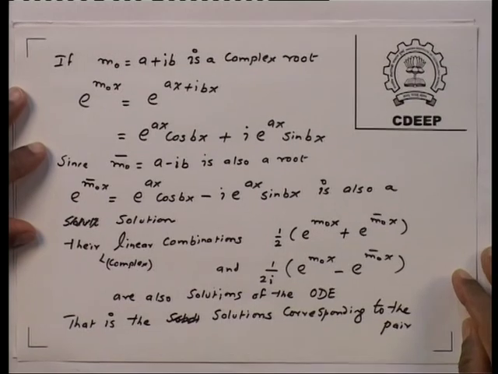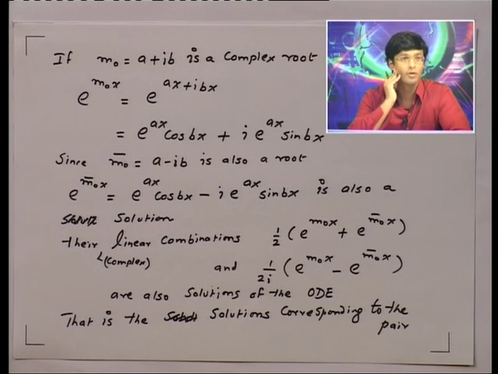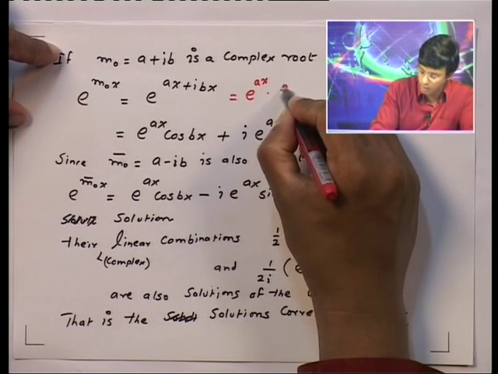So if m naught equal to a plus ib is a complex root, then e to the power m naught x equals e to the power ax plus ibx. Now, what have I said, e to the power z is defined as a power series over the complex numbers. This power series has infinite radius of convergence, and you prove by multiplying the two power series that e to the power z1 plus z2 is e to the power z1 into e to the power z2. The multiplication theorem for exponential functions is proved using power series. The Cauchy product of two power series has to be taken. Details will be relegated to the complex variables course. So what is this? This is e to the power ax into e to the power ibx.